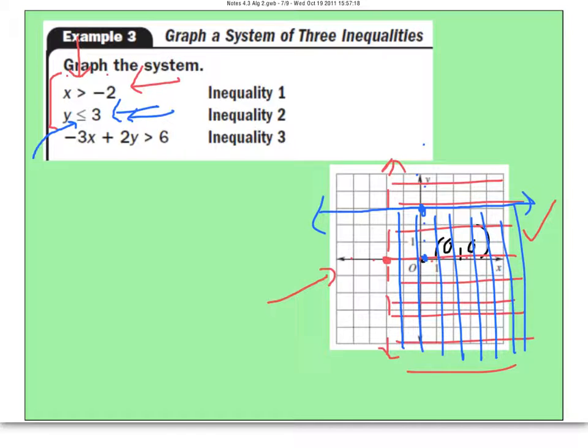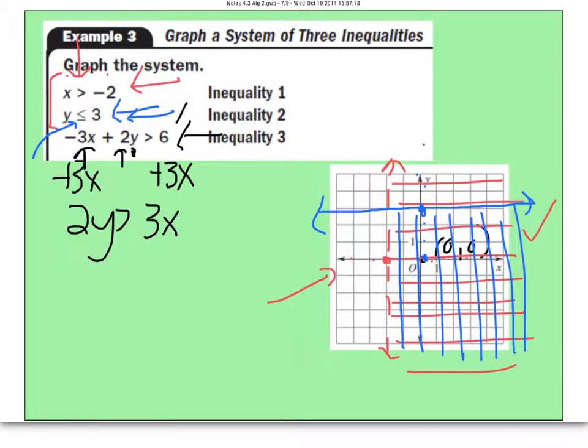Okay, to wrap it up, we're going to graph this last one. This is an inequality with both variables. So when you have that, you're going to want to get it in y equals mx plus b format. And it's not, so to get y by itself, we have to move the 2, and we have to move the negative 3x. Go furthest out and work your way toward the y. So to move a negative 3x, I'm going to add 3x to both sides. So then I have 2y is greater than 3x, and this is a positive 6, so it's plus 6.